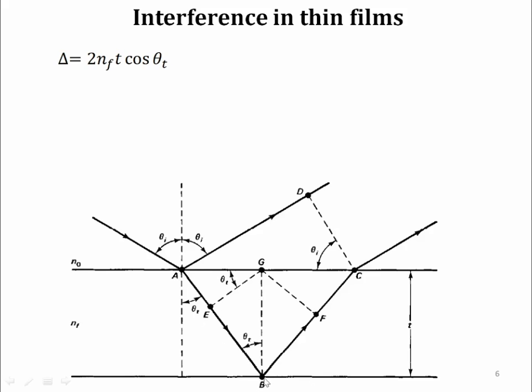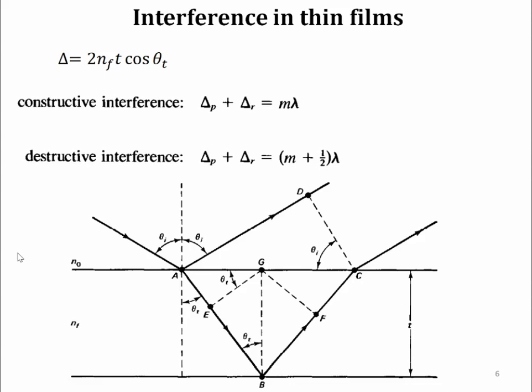So it reaches here and suffers a reflection, a part of it may even be transmitted, so we are not bothering about that right now. It will be reflected back here again, a part of it will be transmitted, and part of it may even be reflected. So if t is the thickness, that gives the optical path difference. And what was the condition for constructive interference? The condition was delta p, the path difference, and delta r, the phase difference, which comes because of reflection.